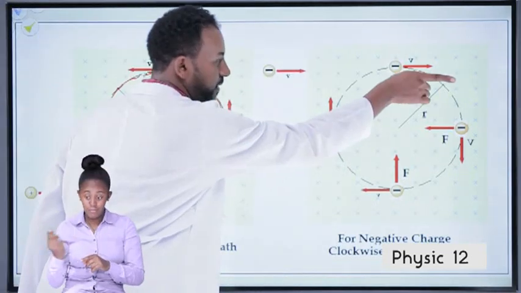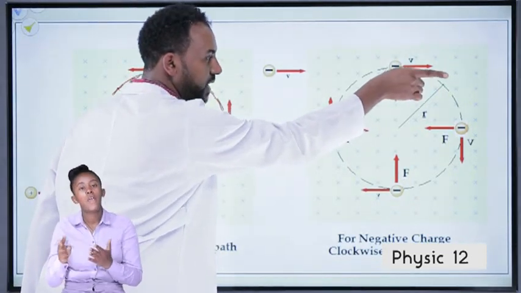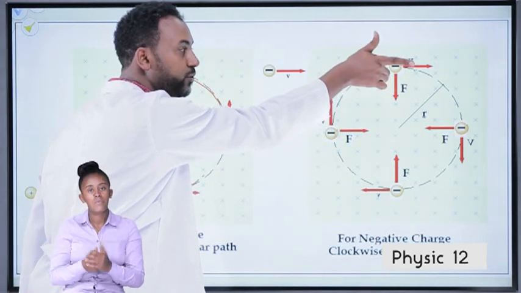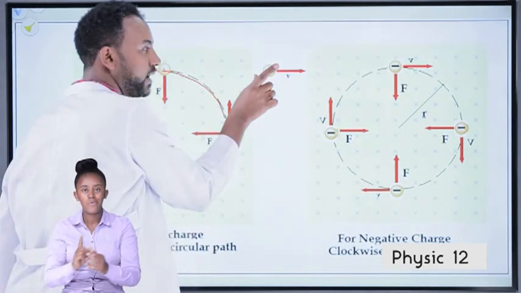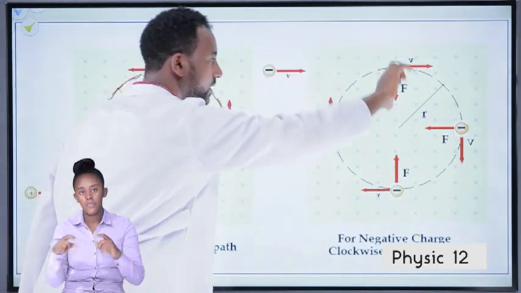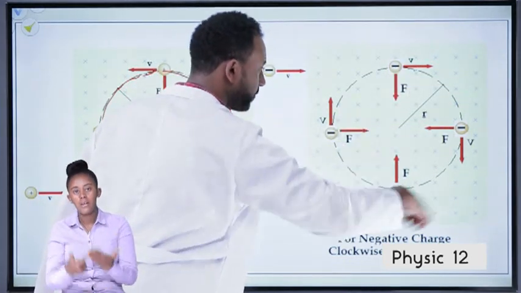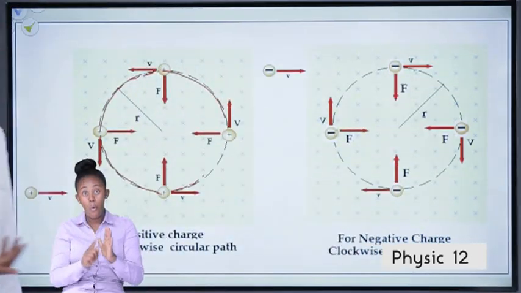So here we have the velocity. The magnetic field is still into the page, and the force is not upward. Since it is a negative charge, it's downward. So it's acting downwards and tends to rotate and forms a clockwise path.